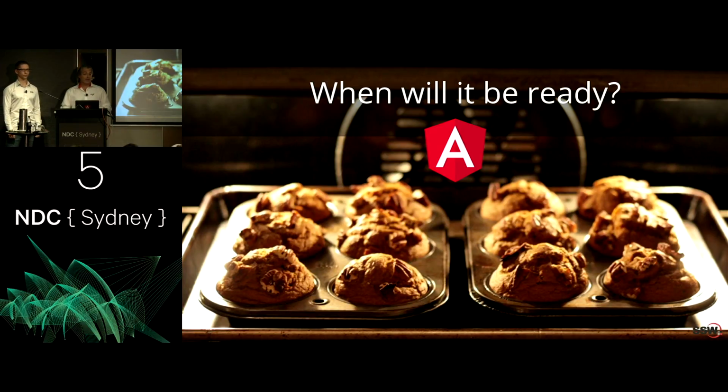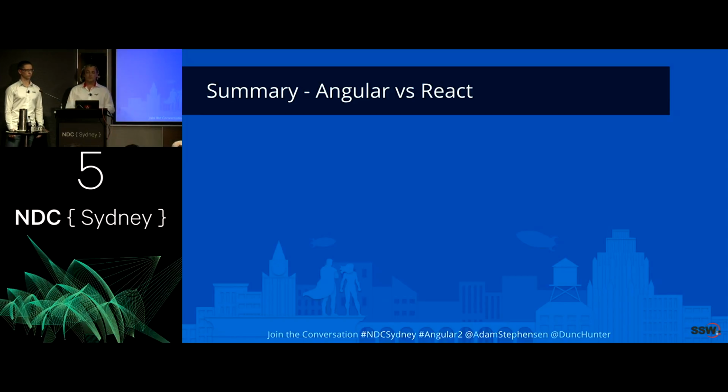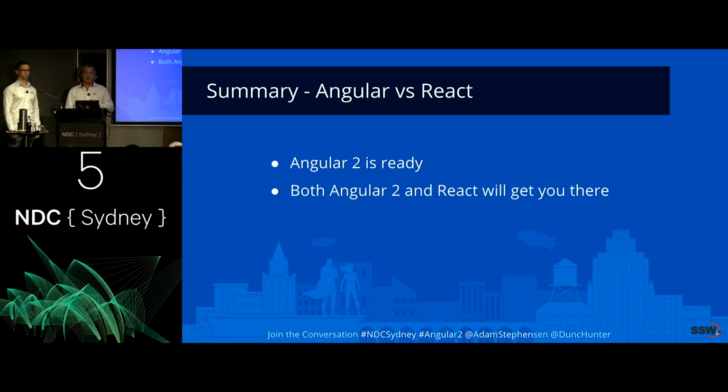So this is one of the other really common questions we get asked. When's it going to be ready? Well, Angular 2 is ready now. We're building really large government projects on it, really large enterprise clients on it. The only thing we're waiting on is the offline compiler. And the offline compiler is a big deal. It's a big deal for being able to bundle your application for production. But even for that, it's right around the corner. So in summary, Angular 2 is ready now. Both Angular 2 and React will get you there, but we like Angular 2 for our enterprise apps.